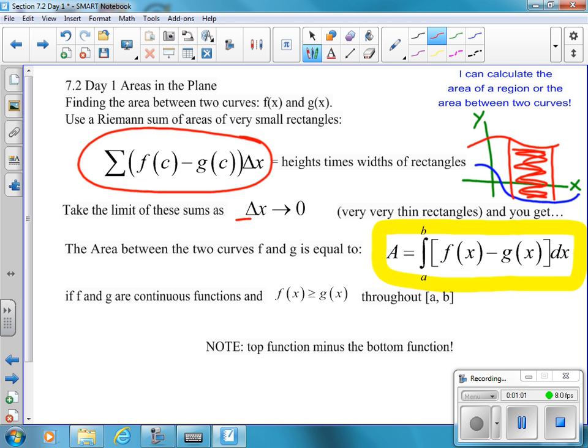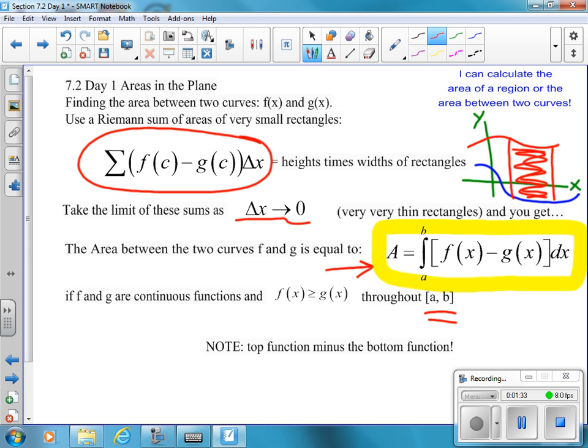And when we take the limit as delta x goes to 0, we actually get this yellow highlighted formula of sorts, where you take the one function minus the other function and go from a to b, which is your two limits of integration. And you always start with the function that is greater or higher on the x-axis.